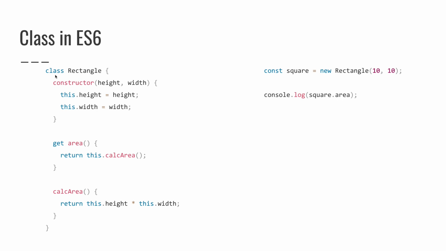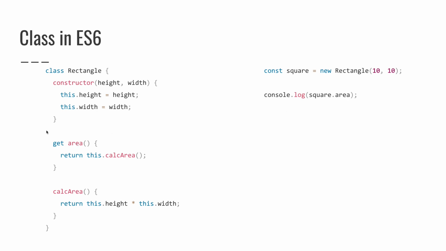What is the difference between that get area and calculate area? Yeah, so you see, this get area allows me to not have the parentheses here, basically. You see? This looks like a property. But it's a method. It looks like a property, but it is a method.